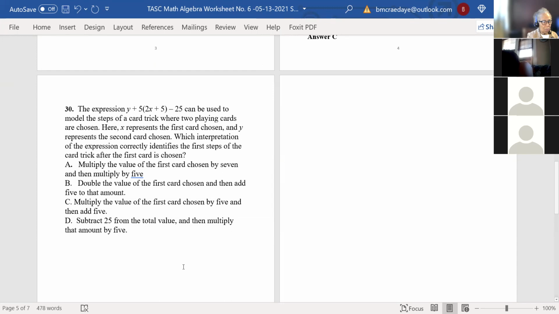Where two playing cards are chosen. Here, X represents the first card chosen, and Y represents the second card chosen. Which interpretation of the expression correctly identifies the first step of the card trick after the first card is chosen? So X represents the first card, Y represents the second. After you've chosen X, the first card, what do you do first?